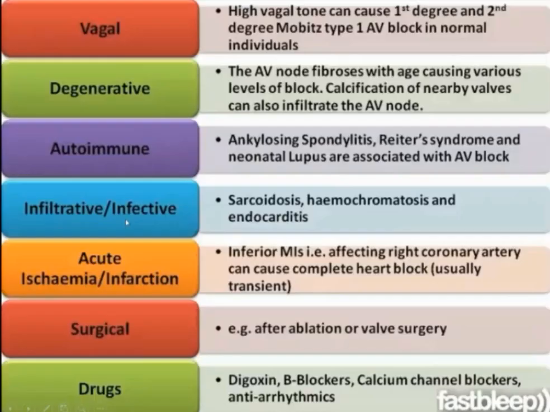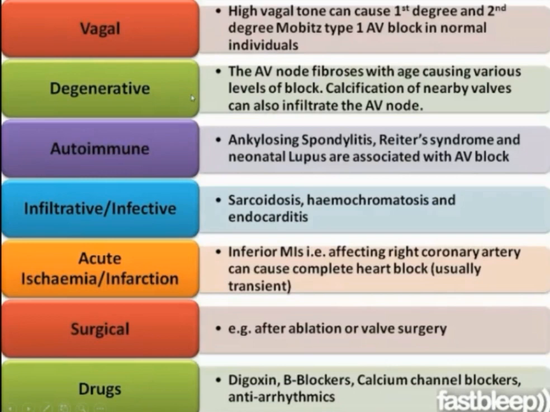What are the causes of AV block? There are multiple causes here. Anything that slows the impulses in the ventricle either can be physiological, like vagal tone. When there is a high vagal tone, it can cause first degree, second degree, sometimes even third degree. Degenerative, when the patient has fibrosis at the AV node because of aging process or calcification by nearby aortic valve, all of these can lead to block of the AV node.